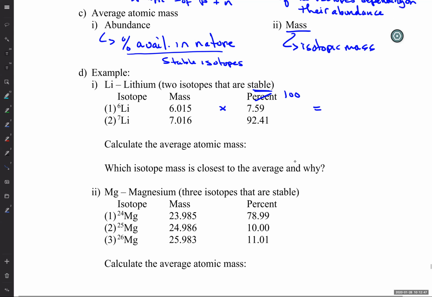So now I need my calculator. This is the whole reason why I pulled this out earlier. I'm going to take 7.59, and I'm going to multiply it by 6.015. And I'm going to get 45.65385. A lot of numbers, only 3 sig figs.